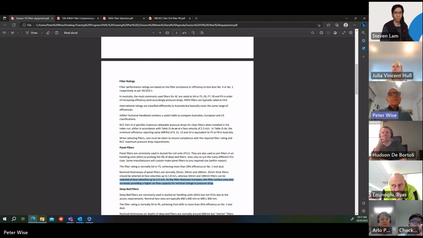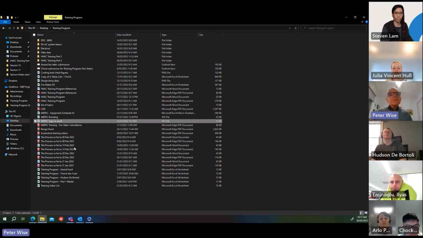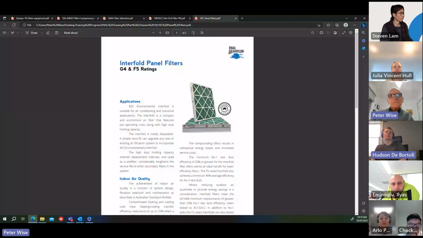So this is a typical panel filter. You can see the folds in the filter, and so that's probably a 25 millimeter filter sitting on top, maybe 100 underneath. So those folds.